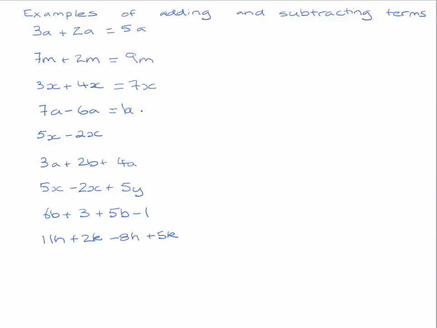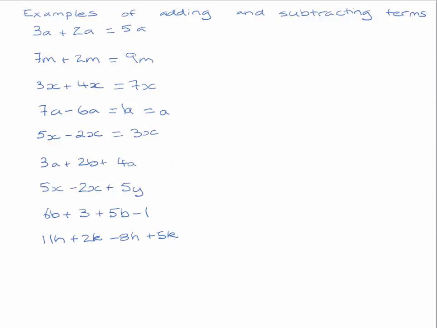Here's an interesting one, because 1A and A are the same thing. So if we don't have a number before the letter, it's standing for one of that letter. So 1A and A are the same thing. 5x minus 2x is 3x.